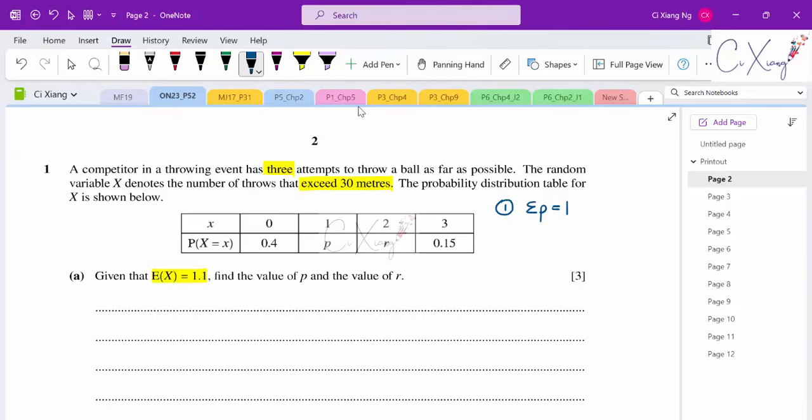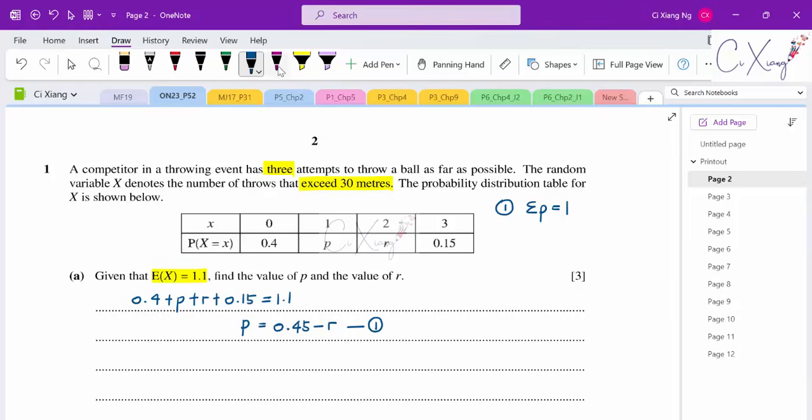So I'm going to take all the probabilities in the second row, add them together and let it equal 1. So 0.4 plus p plus r plus 0.15 equals 1. By moving the other terms over to the other side, I should have p equals 0.45 minus r. And I will make this the first equation.